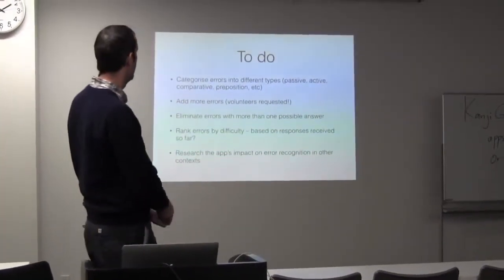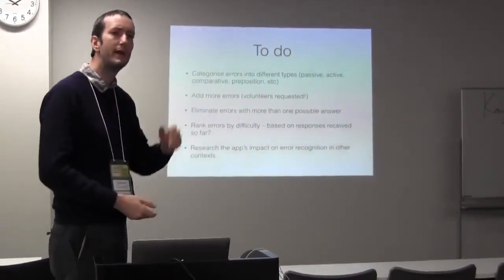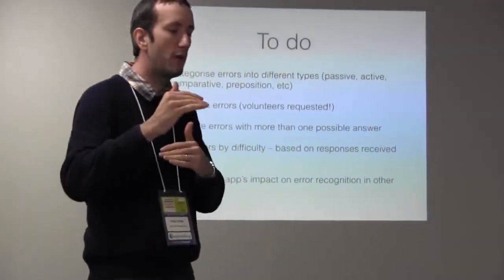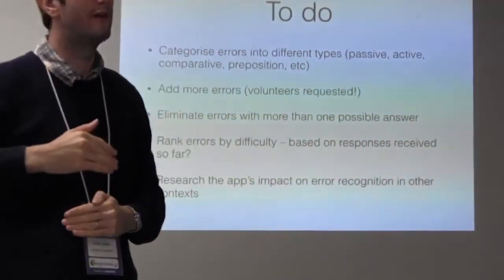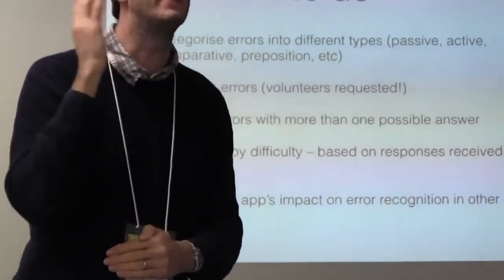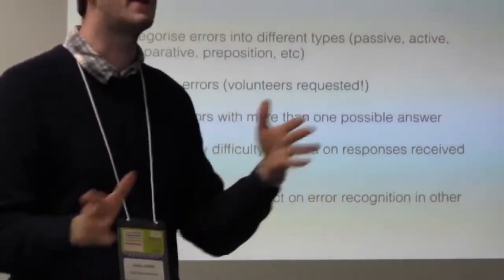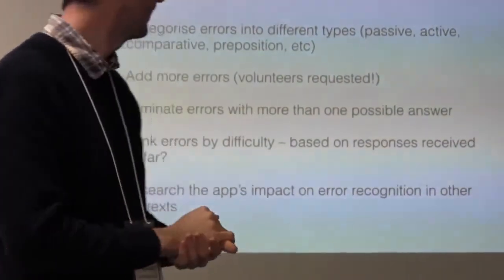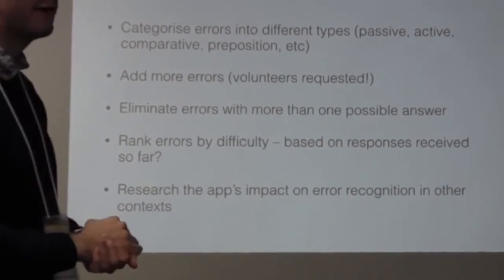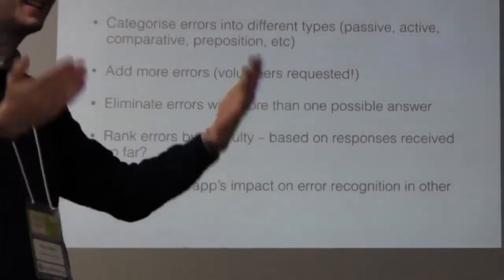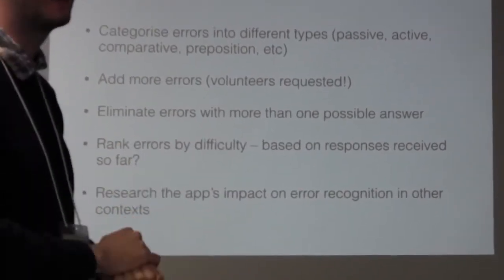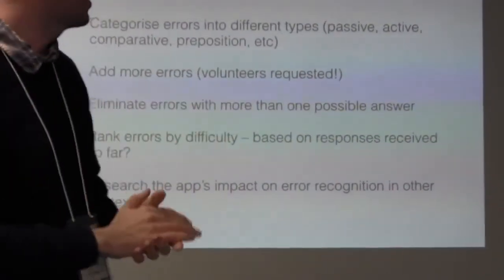So I said this is kind of a work in progress still, but these are the kind of things that we want to do now. Oliver's started this process already, but he's categorizing the errors into different types. So at the moment, it just selects 10 questions randomly from the bank of 500 sentences and just presents them randomly. But I think we'd like to be able to target the error type and say, okay, you need help with this, please do that error type. We need to add more errors, and again, volunteers, please join us. The bank of errors can be quite easily added to by anyone who can write in a spreadsheet.